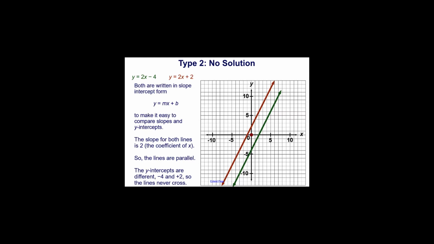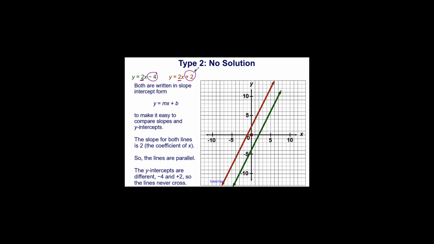So here's an example where we can see the equations of these two lines. We have y equals 2x minus 4 and y equals 2x plus 2. Both are written in slope-intercept form, that is y equals mx plus b, so it's really easy to compare the slopes and the y-intercepts. We can see the slopes for both lines is 2 from that coefficient of x, which means the lines are parallel. We also can see that the y-intercepts are different with -4 and +2, so the lines are not the same.